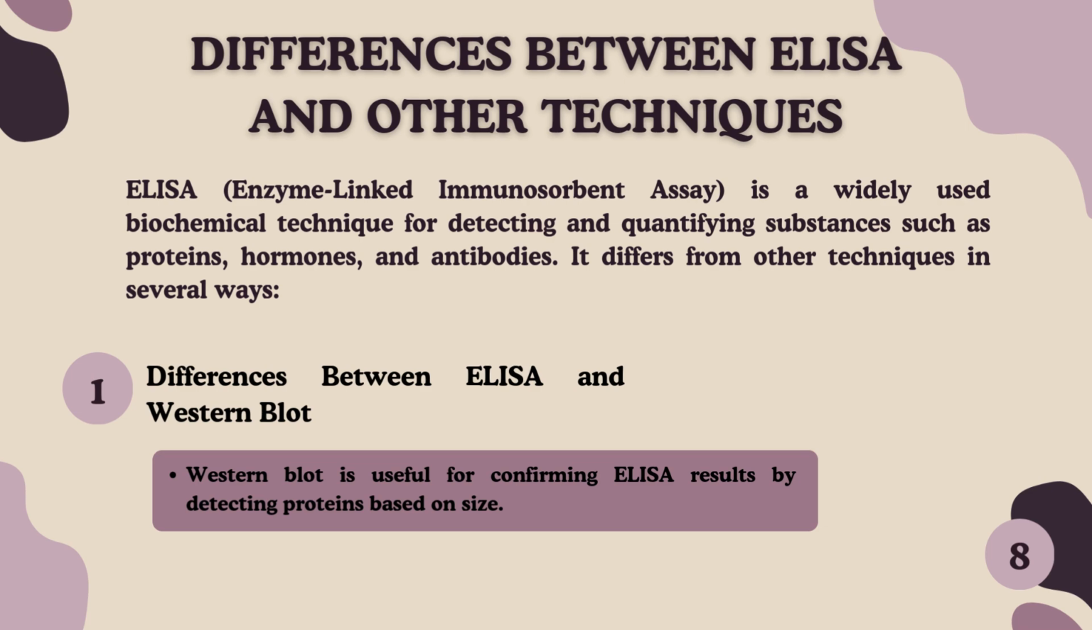The first one is differences between ELISA and Western blot. ELISA is a rapid, quantitative, and highly specific method for detecting proteins and antibodies, making it an essential tool in diagnostics. In contrast, Western blot is primarily used to confirm ELISA results, as it not only detects proteins but also provides information about their molecular size and structure.